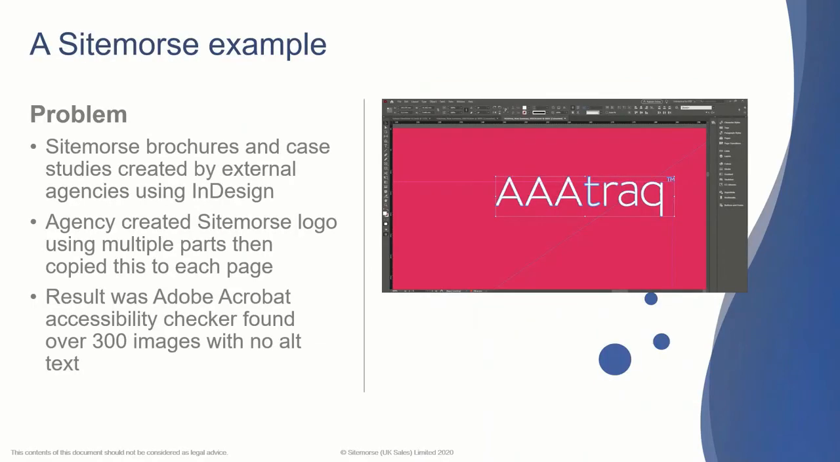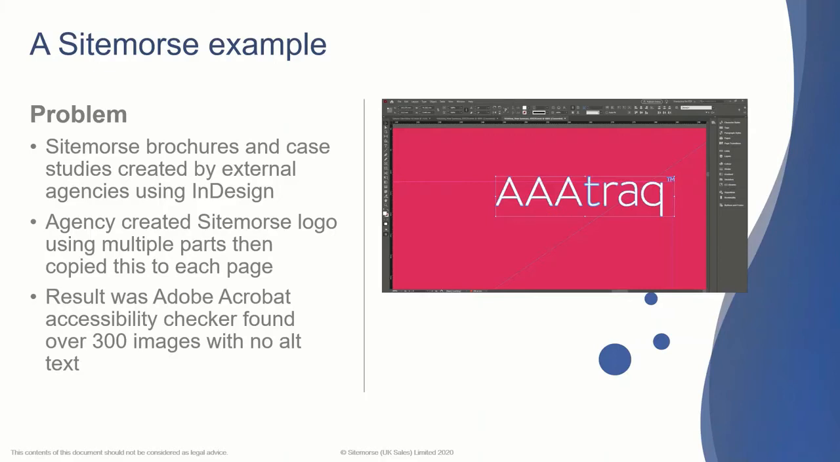Now for an example I mentioned in the previous slide. In Sitemorse, we don't create our own PDFs. We have a couple of external creative agencies creating them for us so they can apply their creative skills to make engaging documents for us. Our agencies use Adobe InDesign to create the PDFs, and once the text and layout has been agreed and gone through several iterations of approval, the PDF ends up on my desk so I can check it for accessibility and apply any accessibility fixes required.